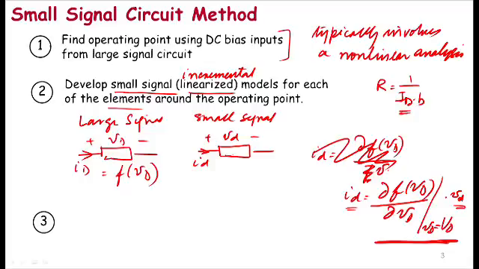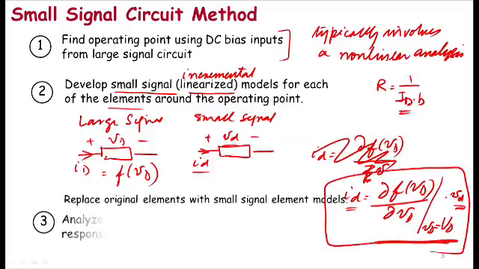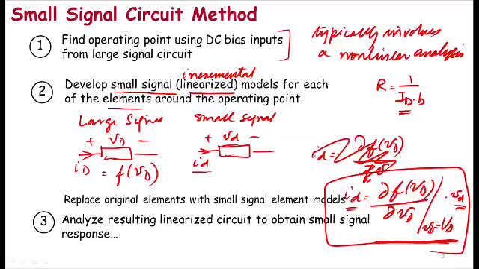So as step two, you replace each of the original elements in your nonlinear circuit with small signal models. The small signal models are characterized by small signal id and vd, where the id and vd are derived from the nonlinear device equation according to this formula. And then as a third step, you simply take your resulting circuit, which has all the small signal elemental models, and you analyze it. And the beauty is that the resulting linearized circuit is linear, and you just have to go through a linear analysis in order to get the circuit response.